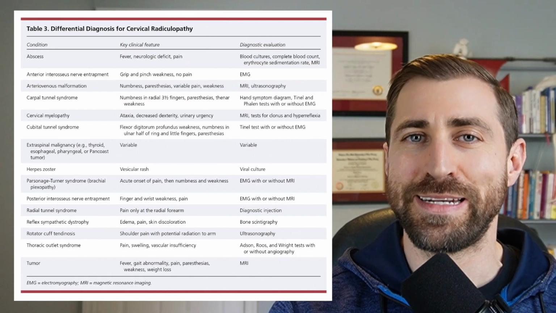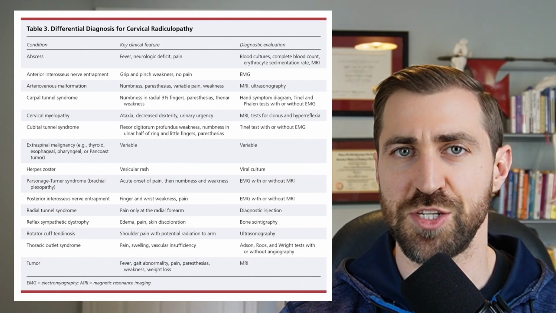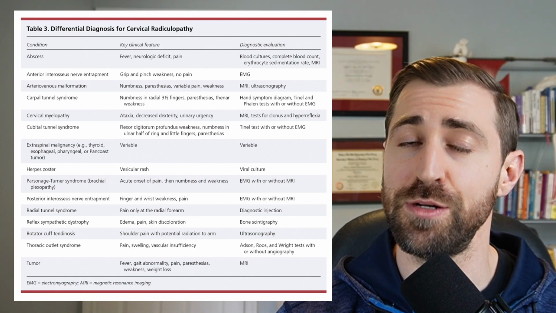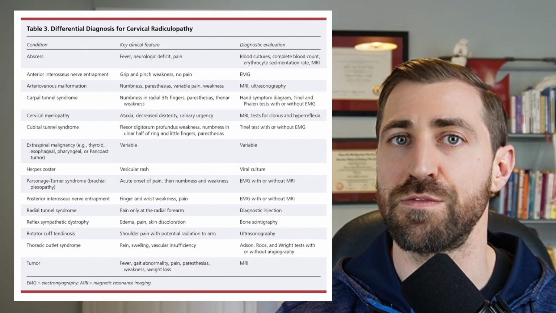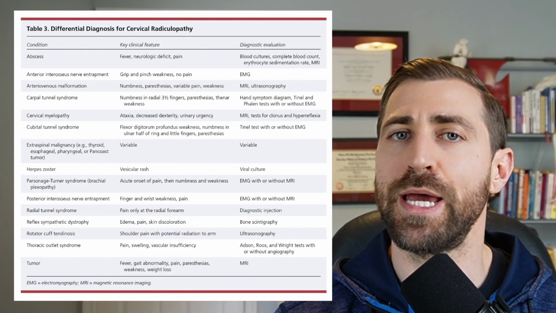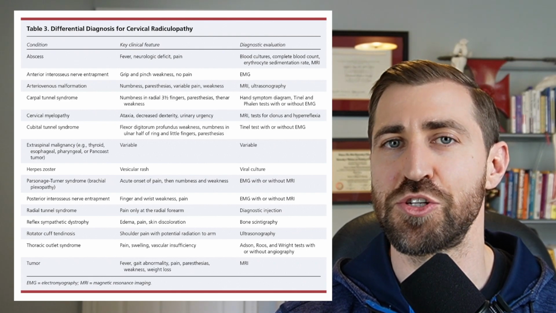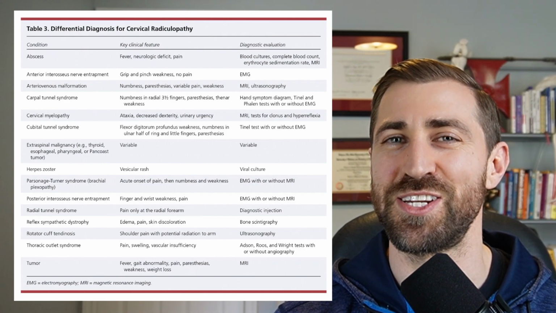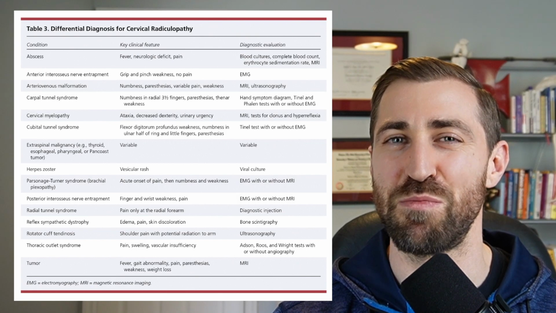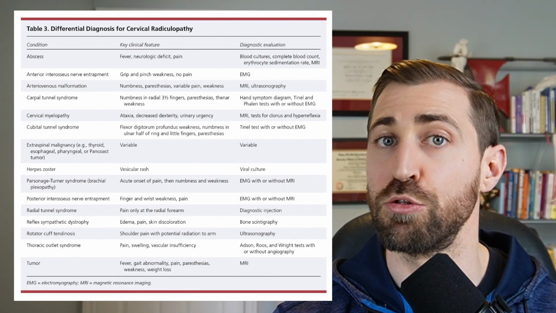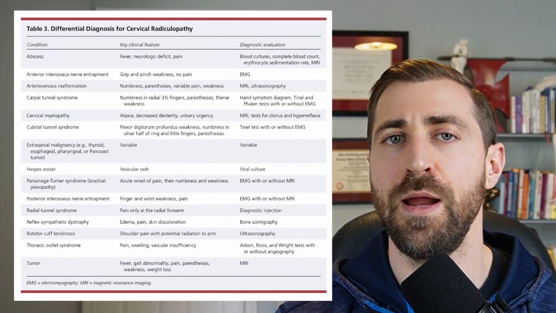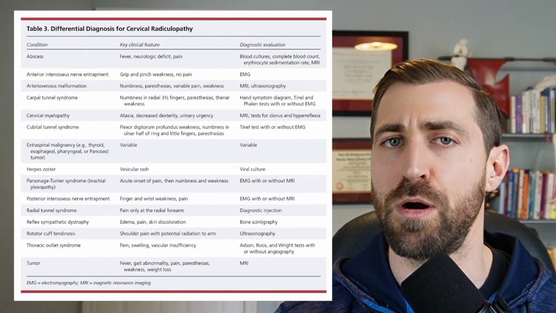I've also included a nice little table for you. This is from American Family Physician. It's a nice little table for differential diagnosis for cervical radiculopathy. It's pretty dang enormous. So I'm going to leave a link in the show notes so you guys can just take a look at this and you don't have to listen to me drone on and read this table for you. But yeah, you can have a bunch of different conditions that look like cervical radiculopathy. It's important you know how to differentiate amongst these things.